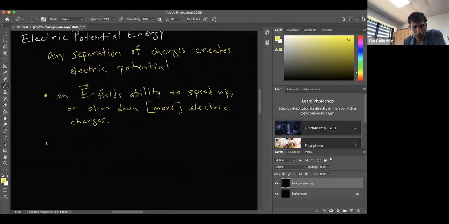So yeah, I'm gonna write a few things down. So moving electrons, and I really should just say charges. So moving electrons, an electron is a charged particle, creates an electric current.